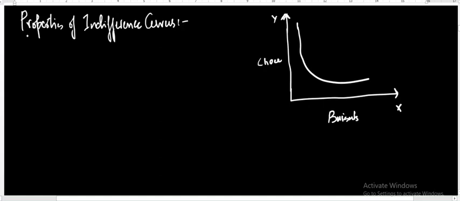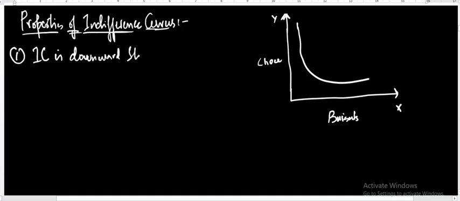So the first property of the indifference curve is that an indifference curve is downward sloping to the right. Now, why is this indifference curve downward sloping to the right?